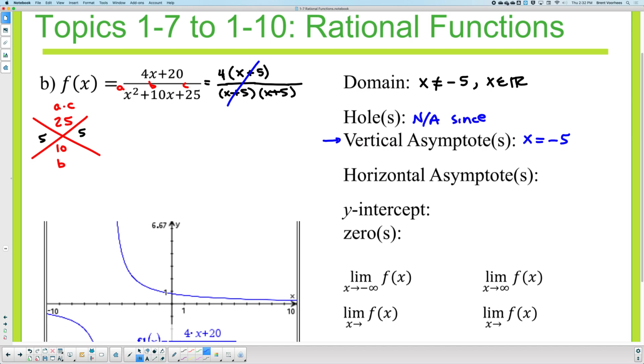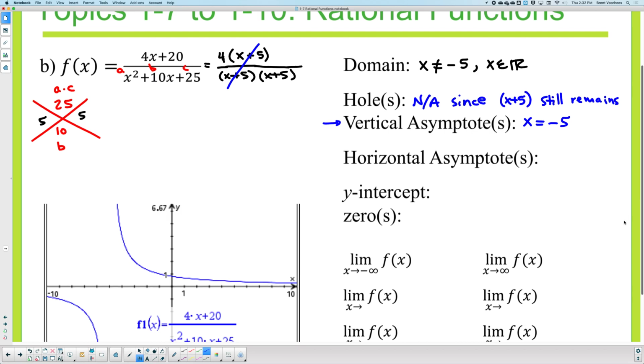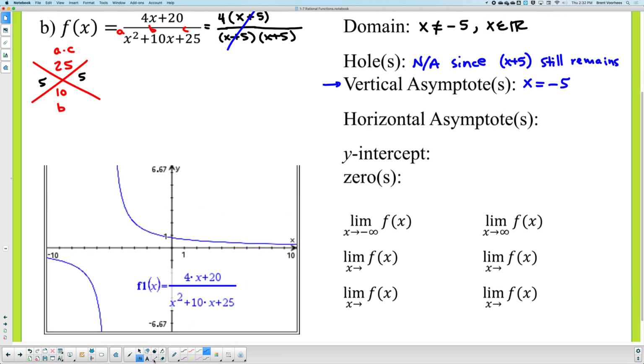Just so you're clear, there's no hole since x plus 5 still remains in the denominator. So even after we simplified, there's still an x plus 5, and that's why we don't have a hole. So let's go to our graph, and if you're adding a quick sketch, you should have a vertical line at negative 5. 1, 2, 3, 4, 5. A vertical line at negative 5 to represent that vertical asymptote.